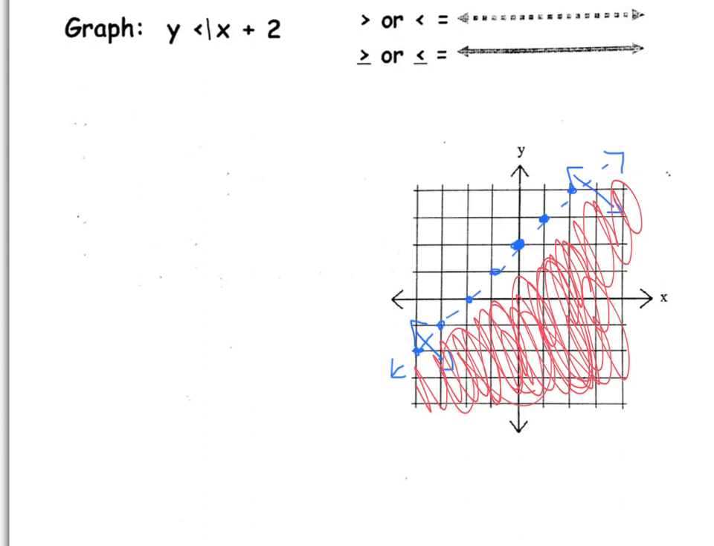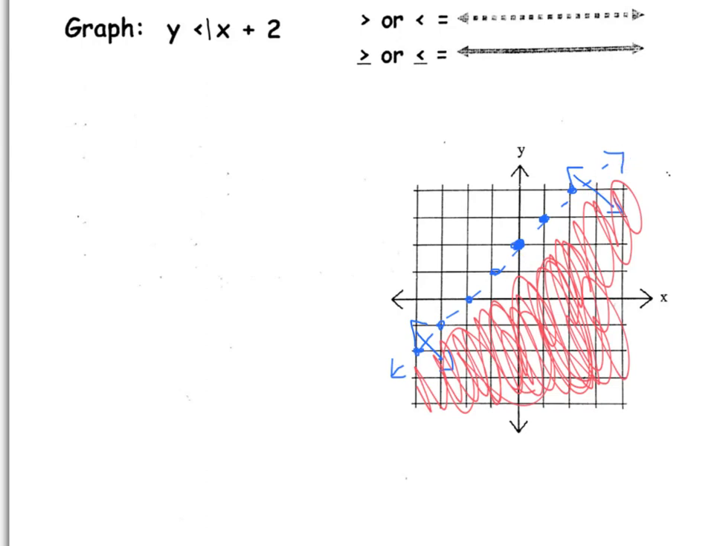So again, graphing the line itself is nothing different. Start with the y-intercept and then do your slope. Started with the y-intercept, did my slope. Notice that the less than here means it's a dashed line. So I drew a dashed line.